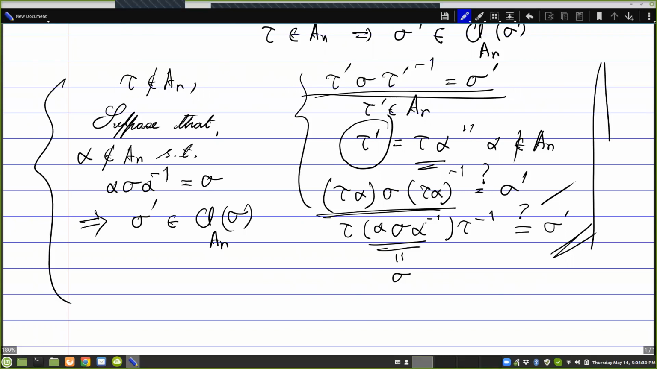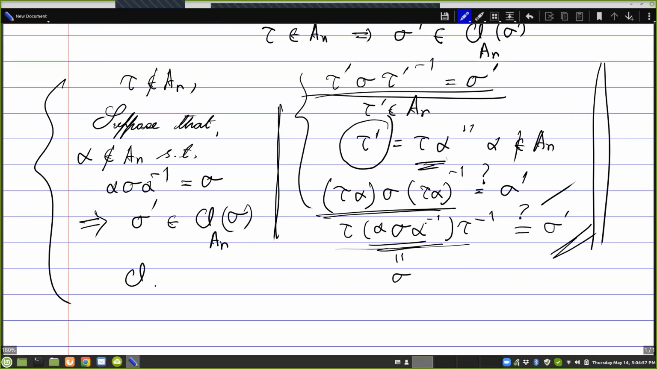This is what we have seen here, that suppose I have an alpha such that this commutes with that, then if we choose tau prime as tau alpha, immediately we get this to be sigma prime, as alpha sigma alpha inverse is sigma. So we now have a condition that shows when the class of sigma in An will be the same as the class of sigma in Sn. We have a sufficient condition, namely, if there is an odd permutation that commutes with sigma.